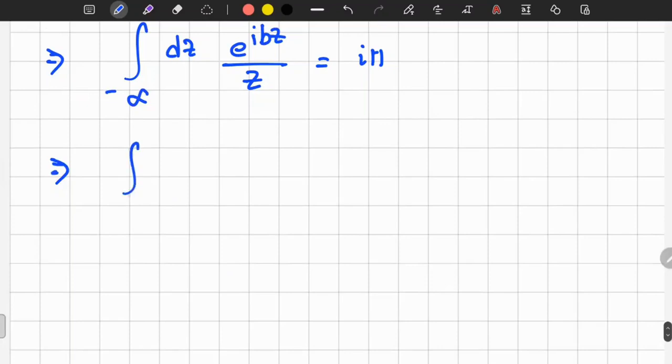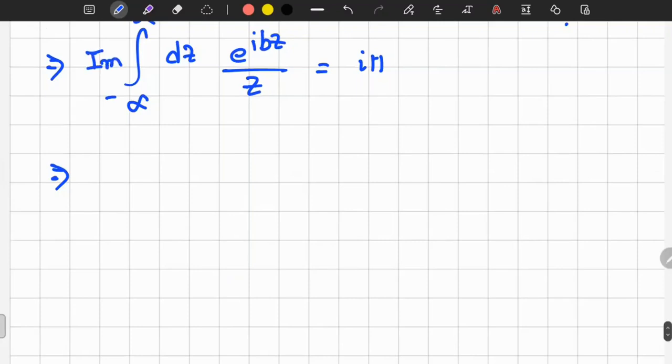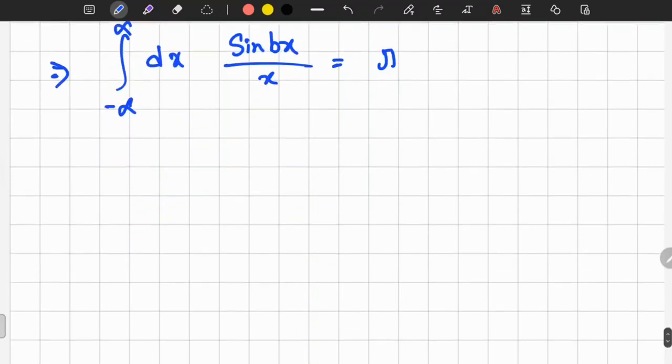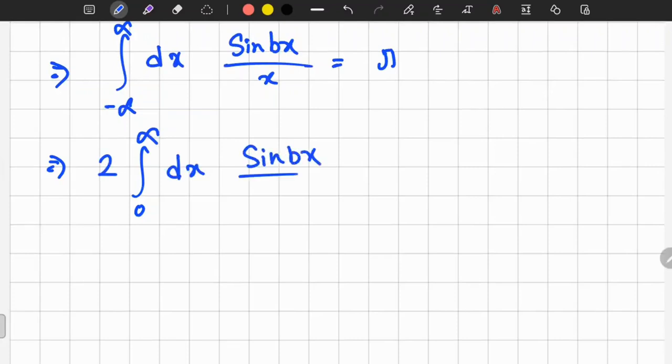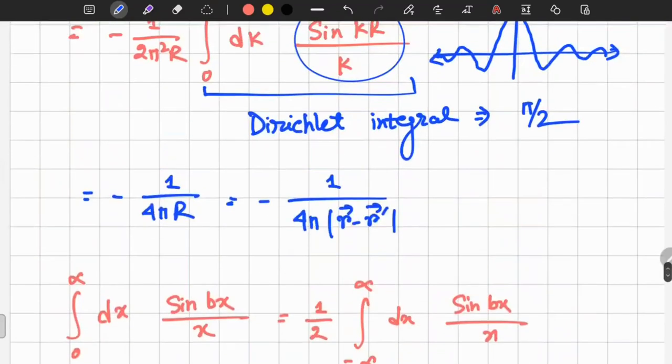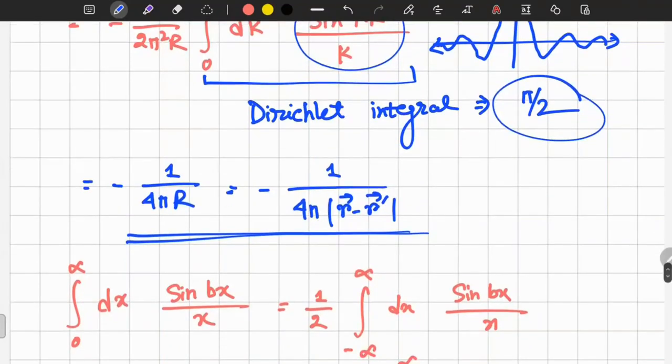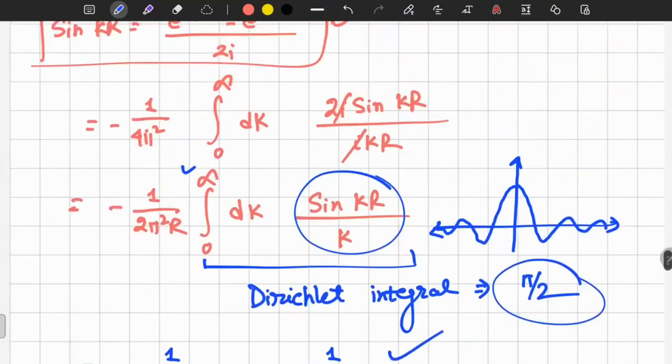If we impose the imaginary condition in both ways, then it will be the integral from minus infinity to infinity of dx sin(bx)/x, which will be just pi. It will be 2 times the integral from 0 to infinity of dx sin(bx)/x, equals pi. So it is just pi by 2. So this integral will be pi by 2. We have already used that fact. So this is our Green function. We discussed how this pi by 2 came, and this is our Green function. Now the rest is easy.